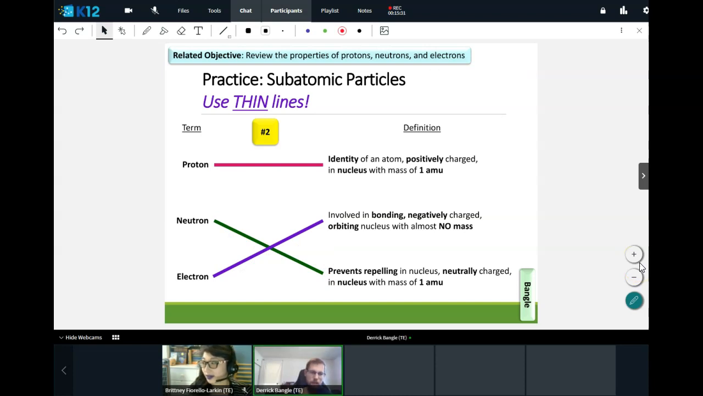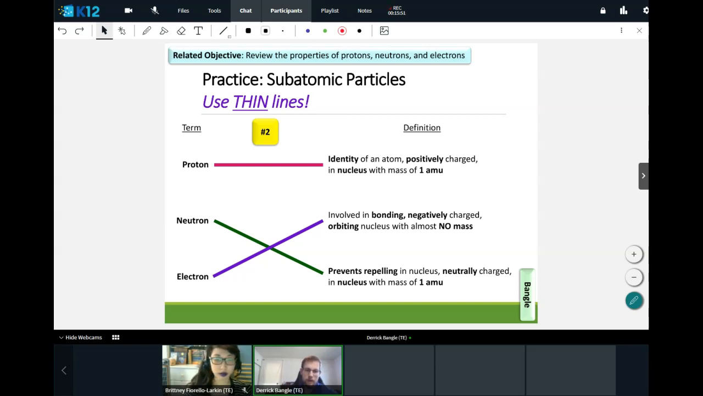So yes, protons determine the identity of the atom. One element will have a different amount of protons versus another element. They are positively charged and they are in the nucleus with a mass of 1 AMU. Remember, AMU stands for atomic mass unit.